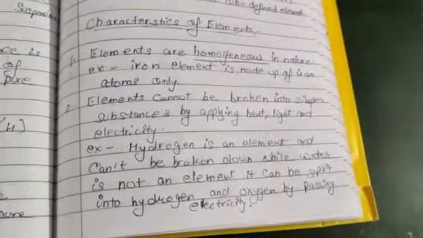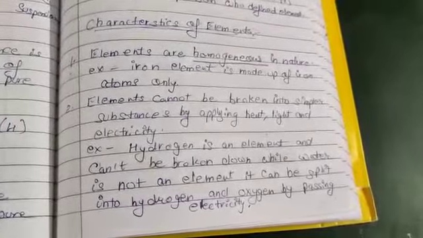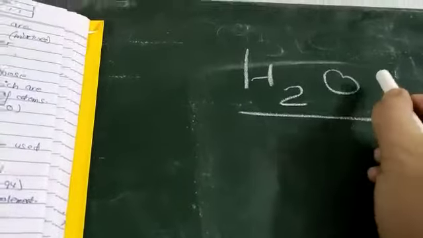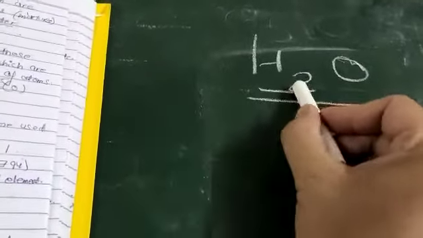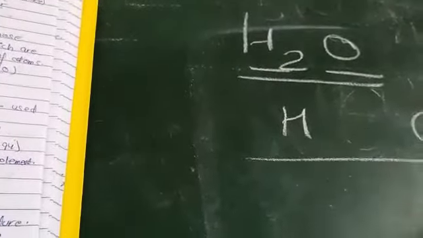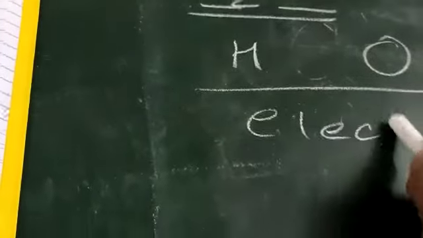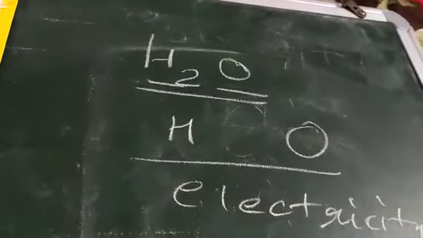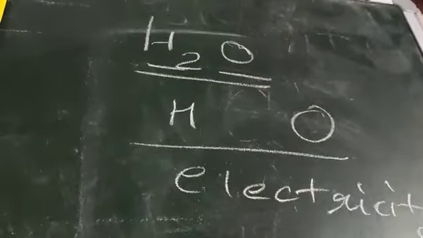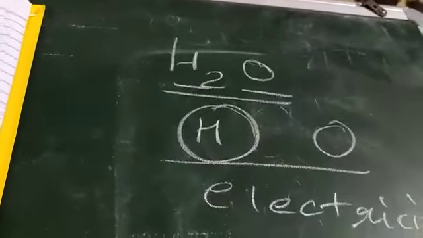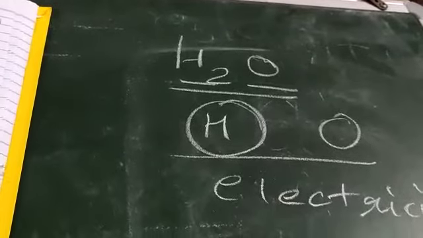Just an example: hydrogen is an element. You can't break it down. While water, the formula of water is H2O, you can break down H2O into hydrogen and oxygen, different hydrogen atoms and oxygen atoms, with the help of electricity. With the help of electricity, you can break it down at the anode and cathode rod. But a single element like hydrogen you can't break down by any method, because that is an element.